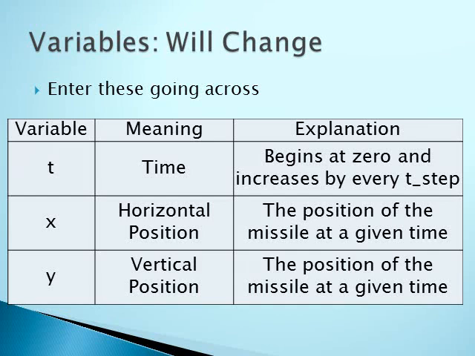Variables. These are the things that will change when we're trying to figure out the trajectory of something. If you're working in a spreadsheet, these go across the spreadsheet. The variable t means time, and it begins at 0 and increases every t-step. Then x is the horizontal position, which is the position of the missile at a given time, and y is the vertical position, which is also the position of the missile at a given time.